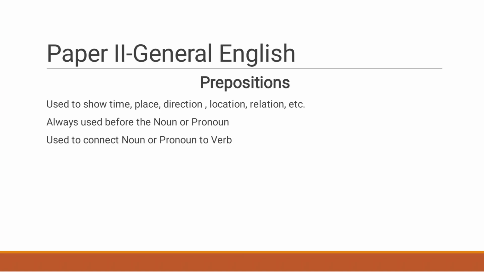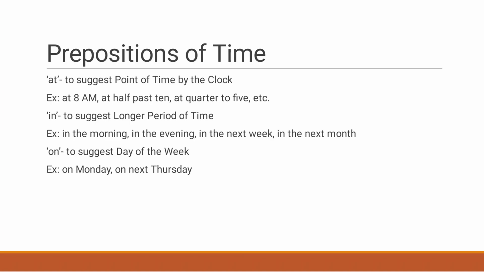Now let us see the prepositions of time. There are many prepositions of time. Today we'll see the usage of some. At is used to suggest the point of time by the clock. For example, at 8 a.m., at 10:30, at 4:45, etc.